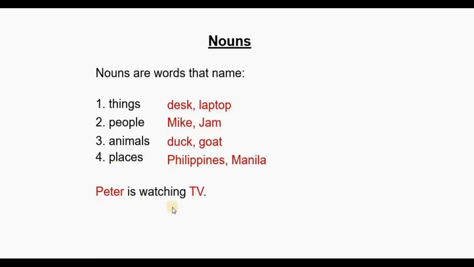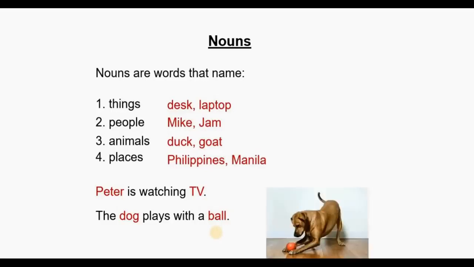Peter is watching TV. In this sentence, there are 2 nouns, Peter and TV. The dog plays with a ball. The dog is a noun, and ball is also a noun. Finally, another example. Let's go to France. France is a place and it is a noun.